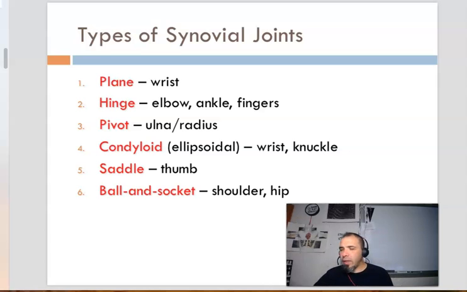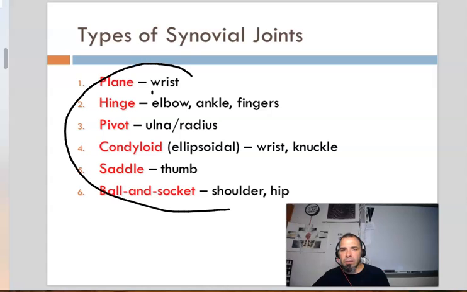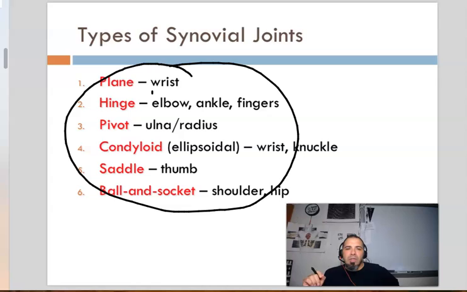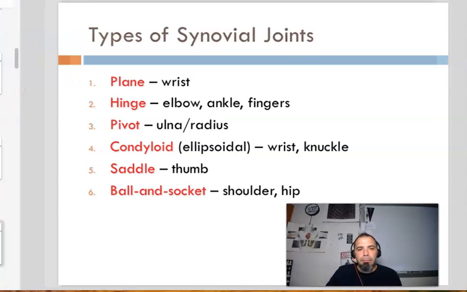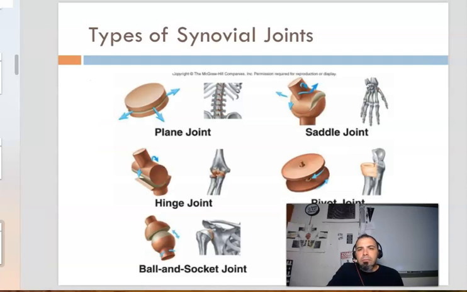These are the joints where you're going to pick one of these six joints to build your model of. So plane, hinge, pivot, condyloid, saddle, ball and socket. These are the six that you're going to be selecting from. So pick the one that you feel most comfortable with. And we did a paper in class, so get that from somebody. So again, there's some examples here, six types of joints.